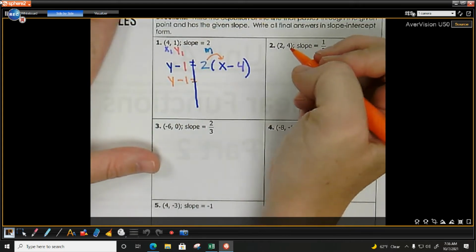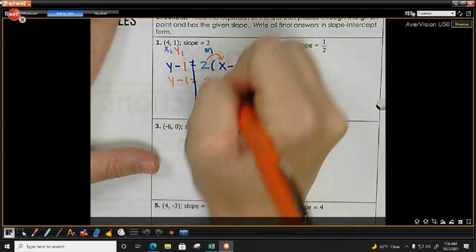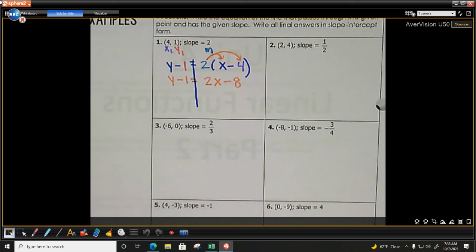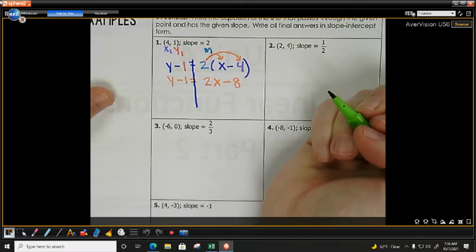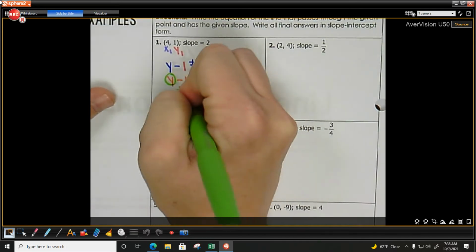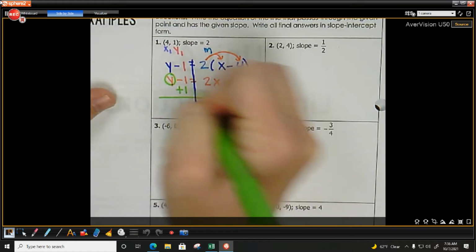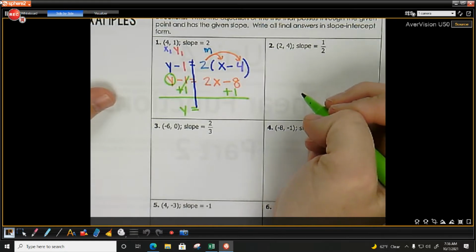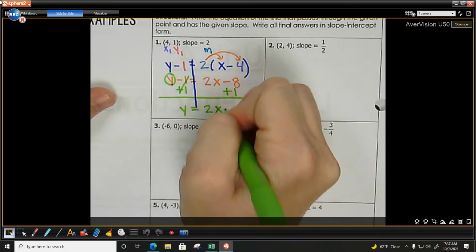What's 2 times x? 2x. What's 2 times negative 4? Negative 8. Very good. Is y by itself now? No. What do I need to do to get y by itself? I want y by itself, so what's on the same side as y? So how do you get rid of a minus 1? Add 1. So then I get y equals what? 2x minus 7. Great job.